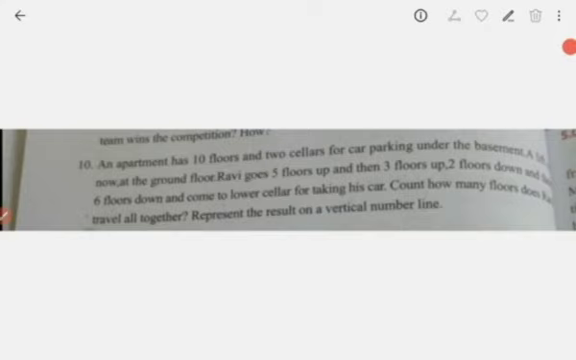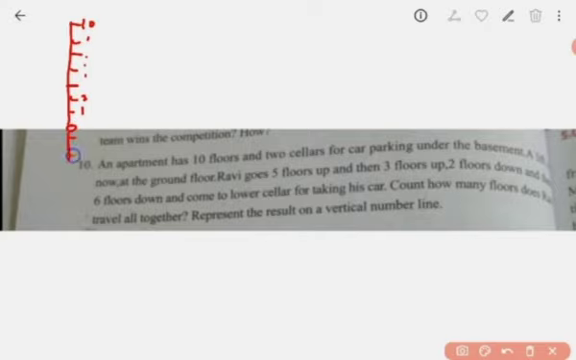So you have an apartment which has 10 floors. I will take this as ground floor 0, and then 10 floors are there. At the top is your 10th floor, and 2 cellars for car parking. So below the ground level, in the basement, you have 2 cellars, that is the -1 level and the -2 level, you can take.